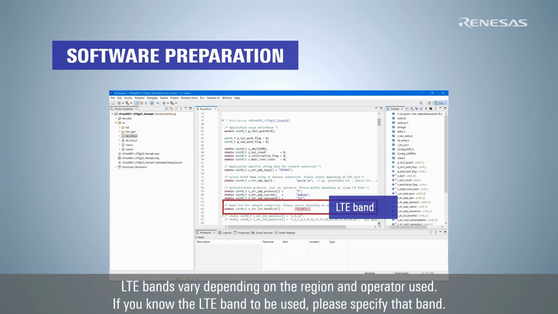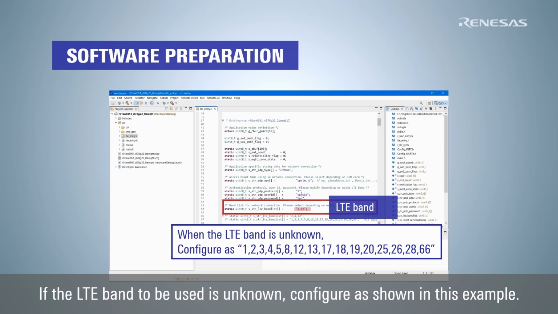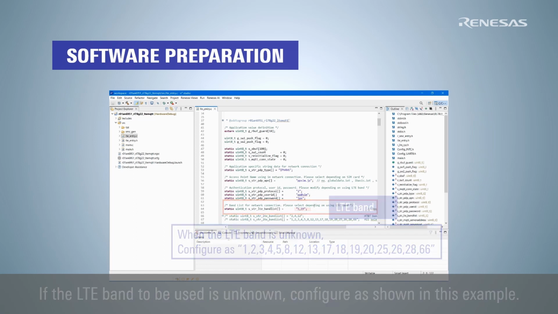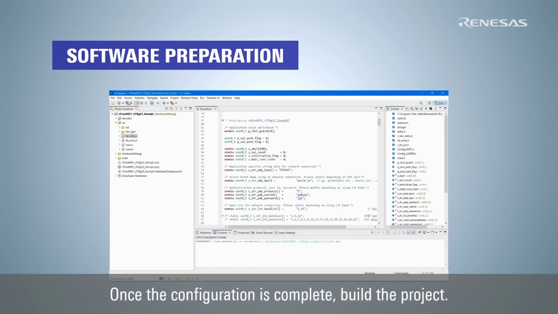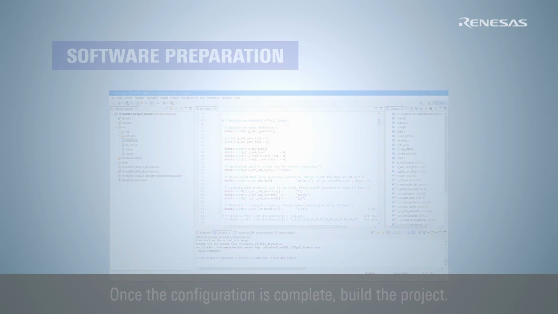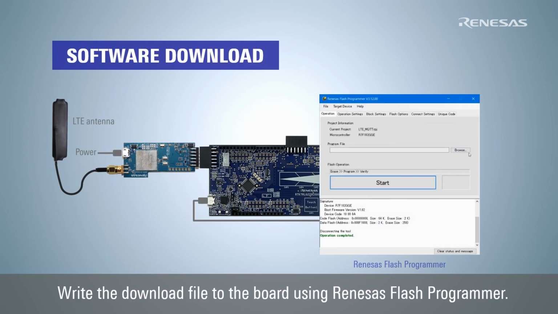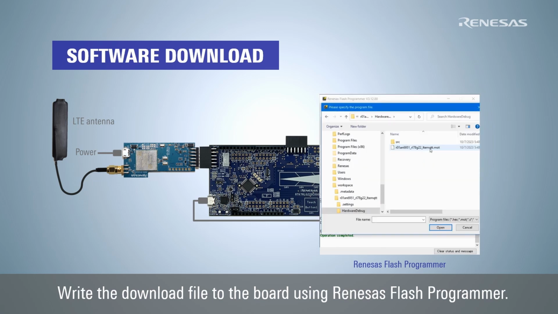LTE bands vary depending on the region and operator used. If you know the LTE band to be used, please specify that band. If the LTE band to be used is unknown, configure as shown in this example. Once the configuration is complete, build the project. Write the download file to the board using Renesas Flash Programmer.